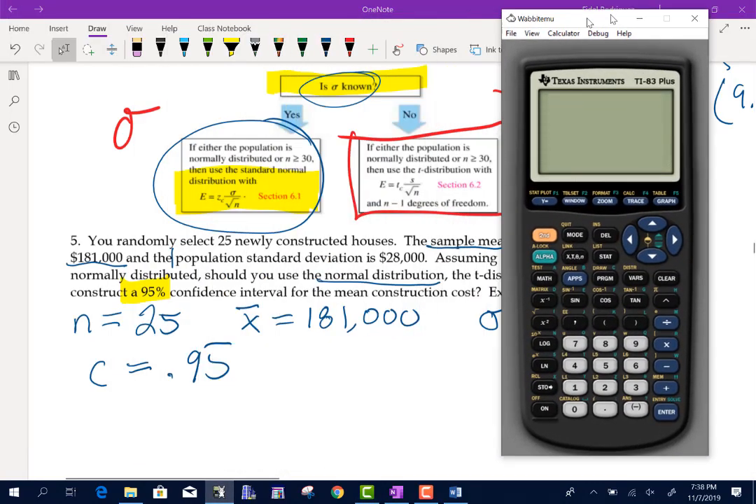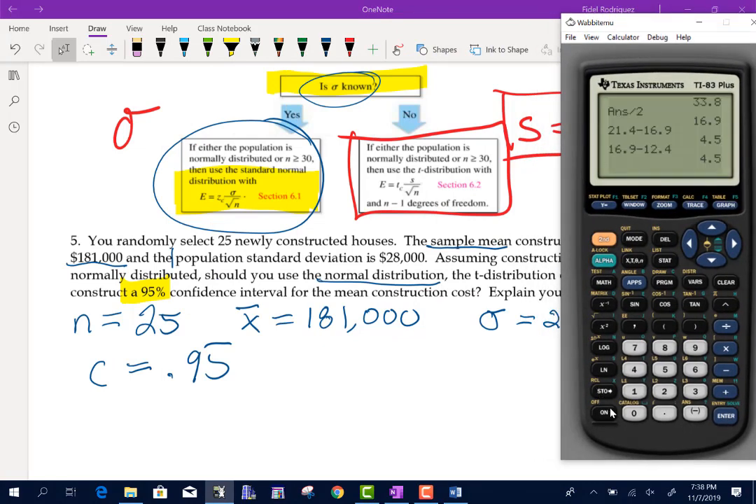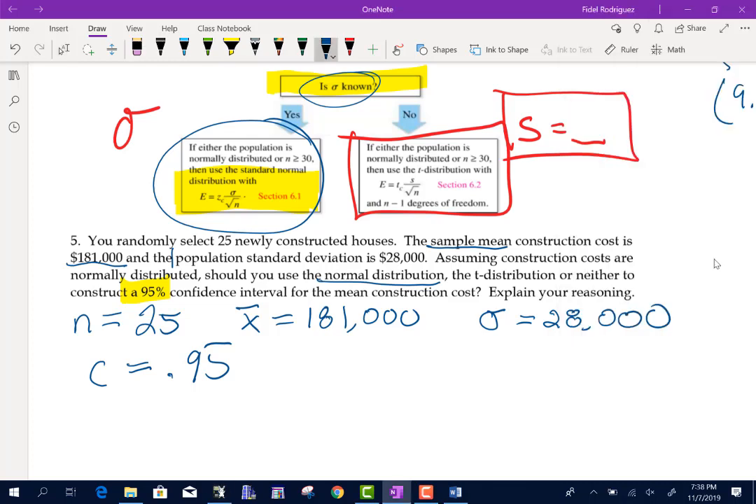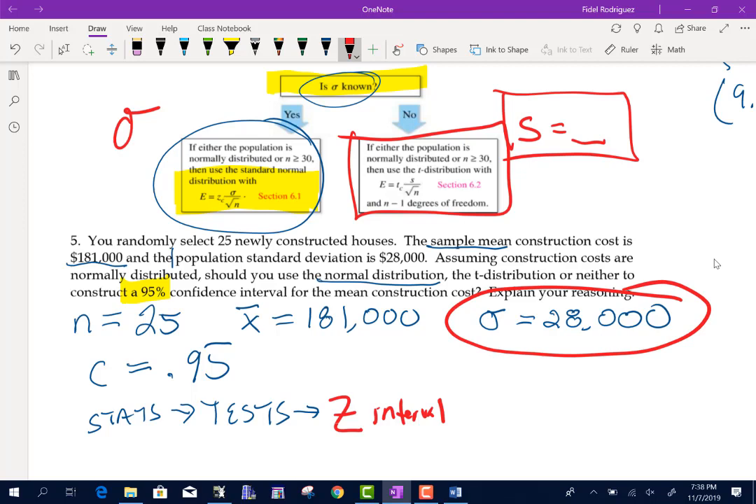So, guys, the first thing I'm going to do, I'm going to grab my calculator, turn it on, and clear all this mess out. I'm going to go to Stat, guys, and scroll to the right till I hit Tests, okay? And because we are using the normal distribution, we're going to go to the Z interval. Before I do anything else, let me just write down what we're doing. We're going Stats. After Stats, which one did we select? Tests, right? And after that, we selected the Z interval, right? The reason why we're using the Z interval is because we had sigma, okay?